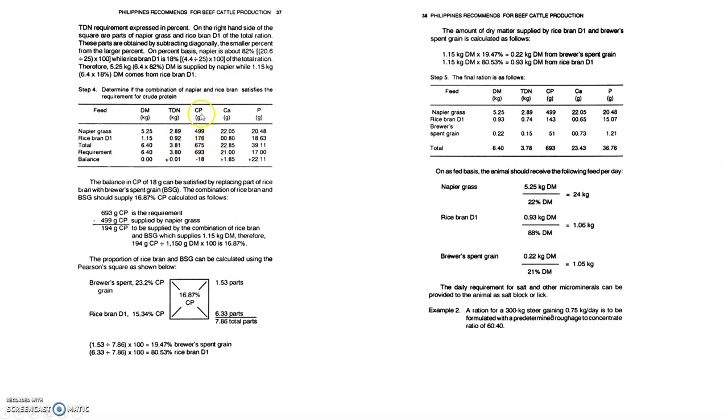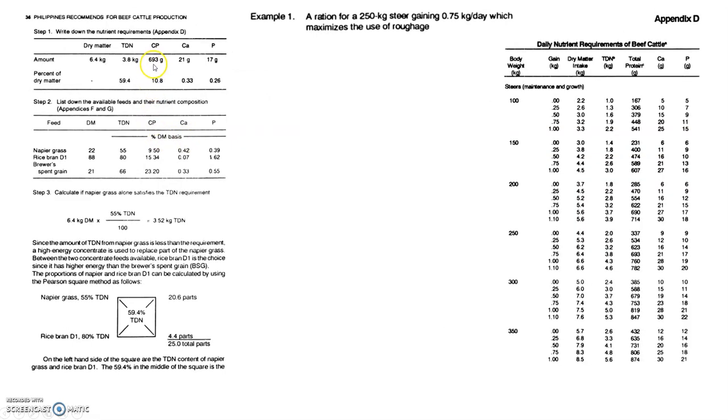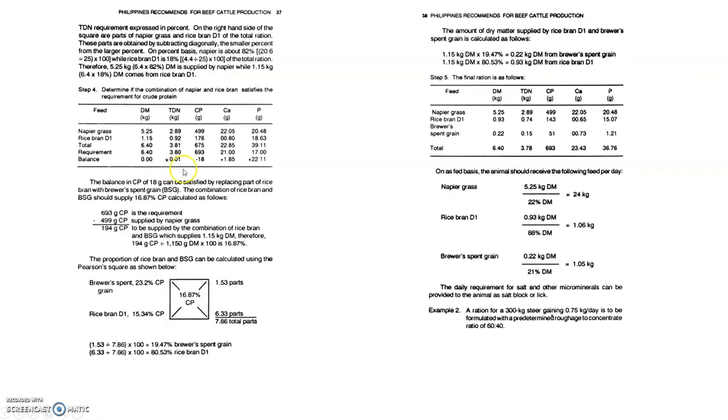Ngayon, i-check natin yung CP. Ganon din yung ginamit natin, kinumpute natin yung, kunwari, ang Napier grass ay 9.50 yung kanyang percent dry matter times 5.25, ang sagot ay 499 grams. Ganon din sa rice bran. Ngayon, itinotal lang natin siya 675. Pero ang requirement natin ay 693. So, meaning may kulang tayong 18 grams. Kaya magdadagdag pa tayo ng isang klase ng concentrate. At yun ay titignan natin sa susunod na video.